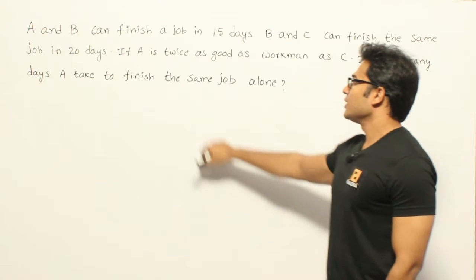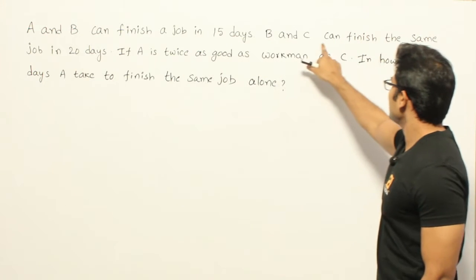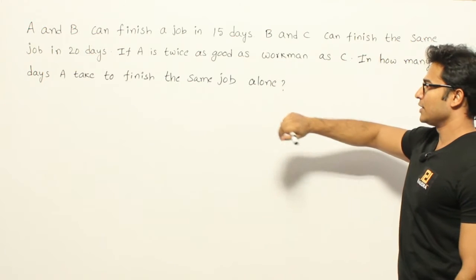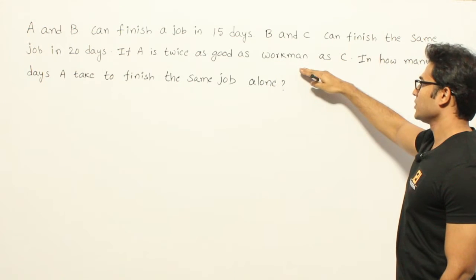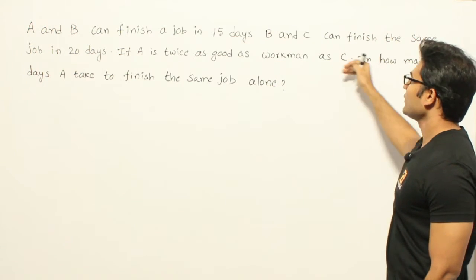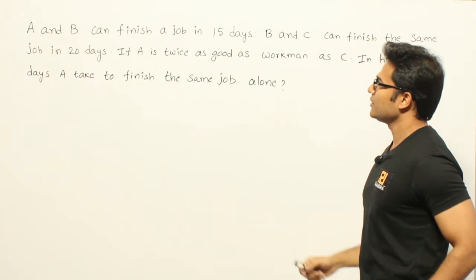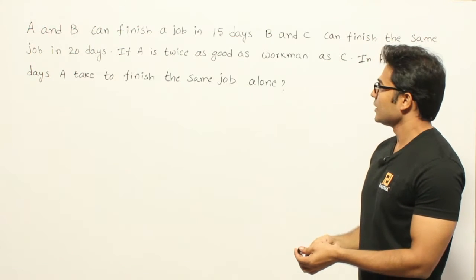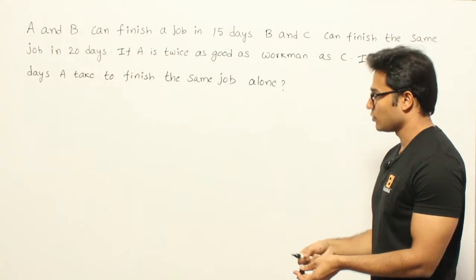Let's see this. A and B can finish a job in 15 days. B and C can finish the same job in 20 days. If A is twice as good a workman as C, then in how many days will A take to finish the same job alone?